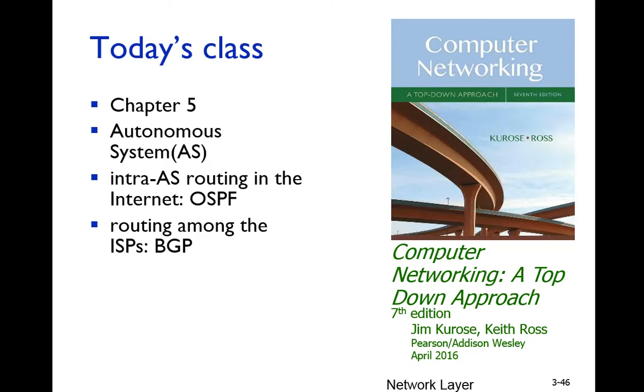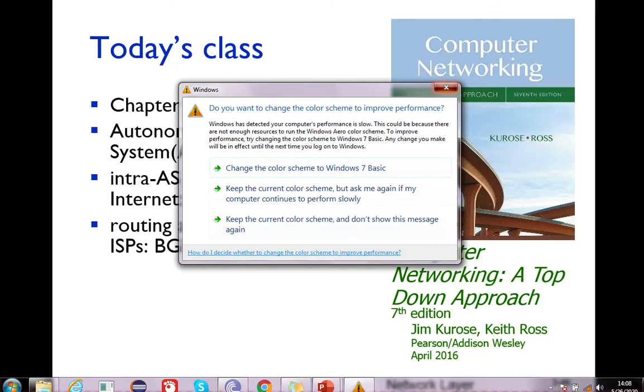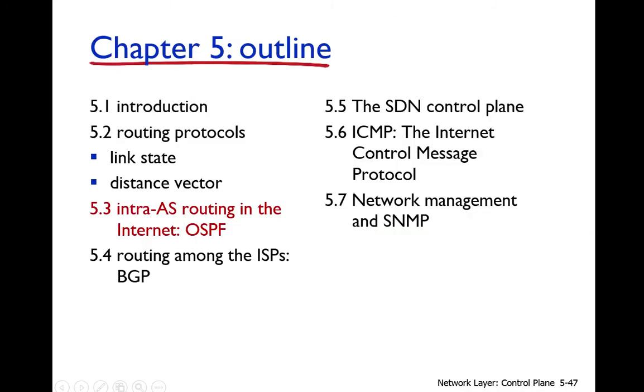Now, in this class, we are going to continue chapter number 5, and more specifically, we will discuss autonomous system, intra-autonomous system routing, and routing among inter autonomous system routing, routing among the ISPs, and more specifically, we would like to discuss BGP protocol. Okay, so we are going now to discuss autonomous system and intra autonomous system routing.